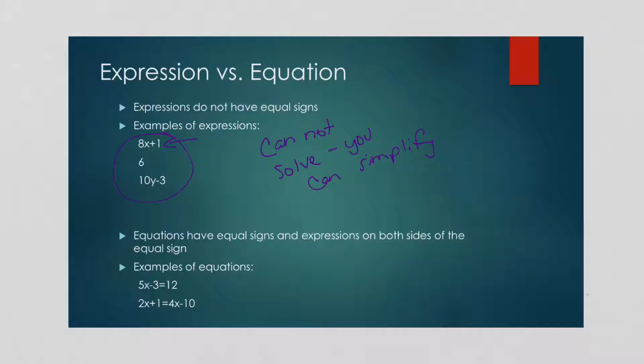This can't be simplified because there's no like terms. I'm not really expecting you to understand that just yet. We are going to learn that in this class, but that's the difference between an expression and an equation. Expressions can only be simplified. Equations can be solved.